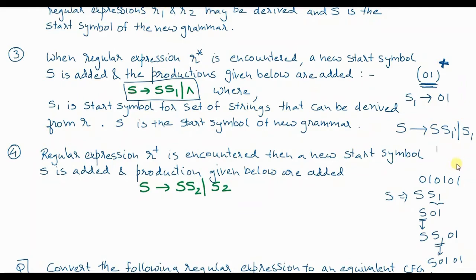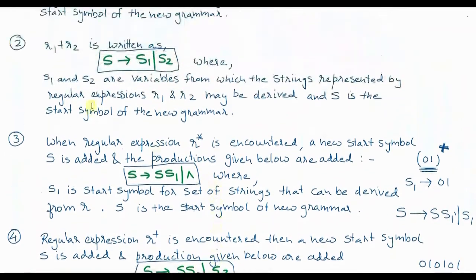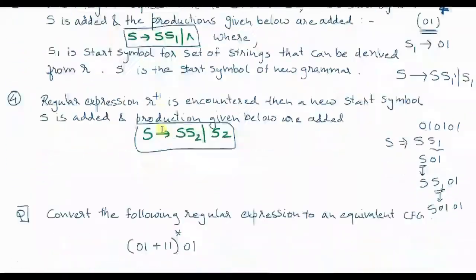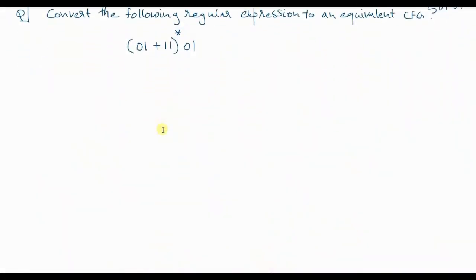So that's the meaning of this production, that is S gives SS1 or S1. So when the regular expression r raised to plus is encountered, then a new start symbol S is added and the productions given below are added. So S gives SS1 or S1. Now this will be more clear when we actually deal with the problem. So without wasting time, let us convert the given regular expression to CFG.